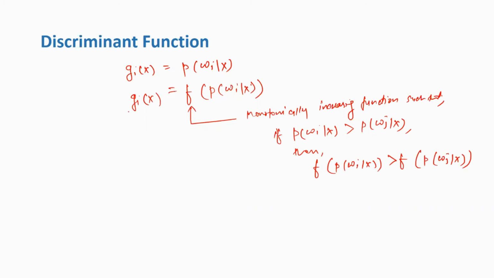Now we are interested in maximizing these values. So when g_i(x) is maximum, then f of the probability of omega i given x will also be maximum. And we also know that this probability of omega i given x is also given as the probability of x given omega i into the probability of omega i.